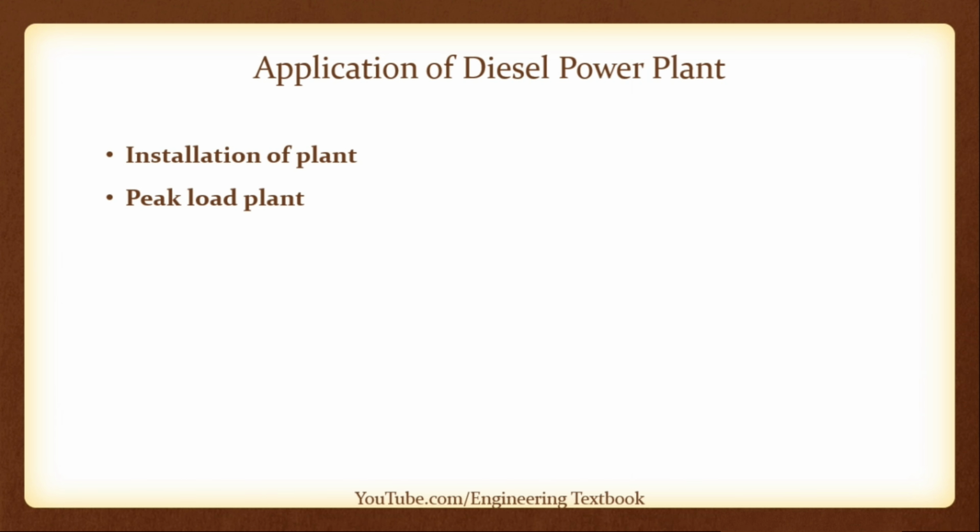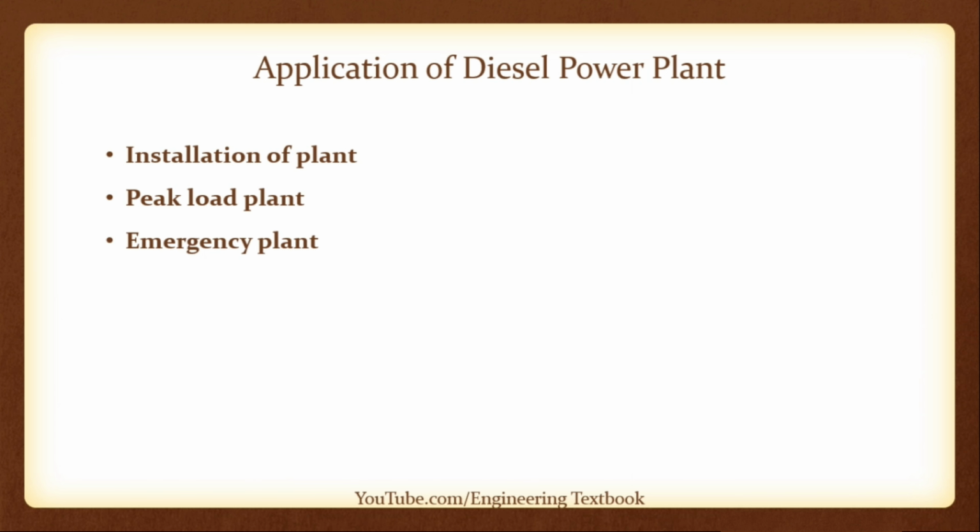Peak load plant. The diesel power plant is used with thermal power plants and hydroelectric power plants to meet peak demand. It reduces the per unit cost of power generation. It can easily start and stop with the demand and vary with load variations.